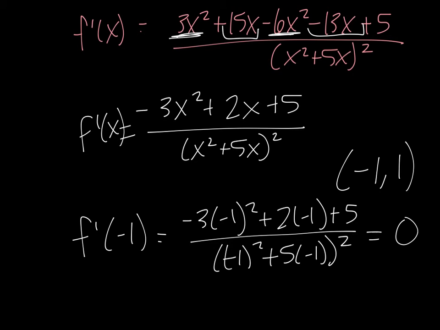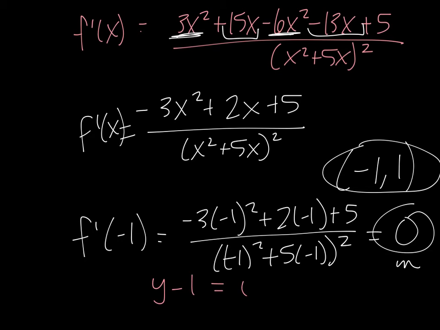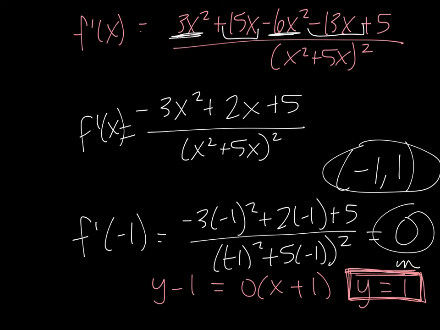If we were to use point slope form with this and this, you'll notice that that will be y minus 1 equals 0 times x minus, well, it would be minus negative 1, so it turns to plus 1. Obviously, the whole right side of the equation becomes 0. So if I just add 1 to the other side, the equation of the line that is tangent at negative 1, 1 is just y equals 1. It's just a horizontal line at 1.